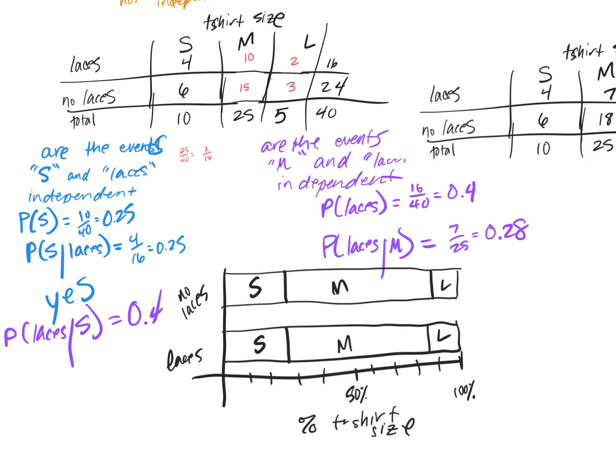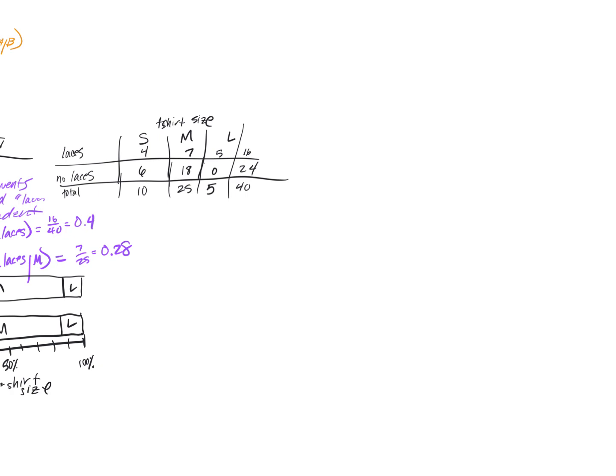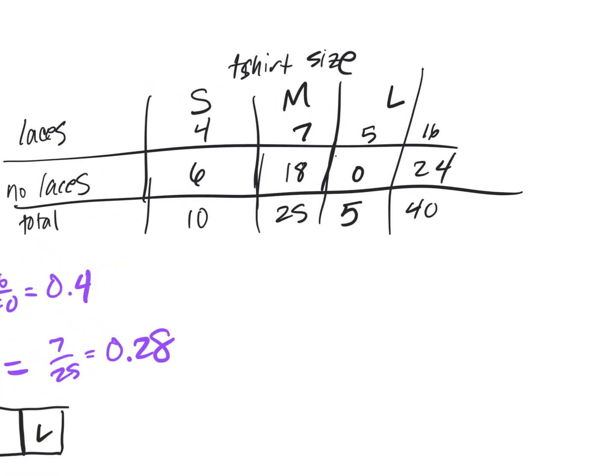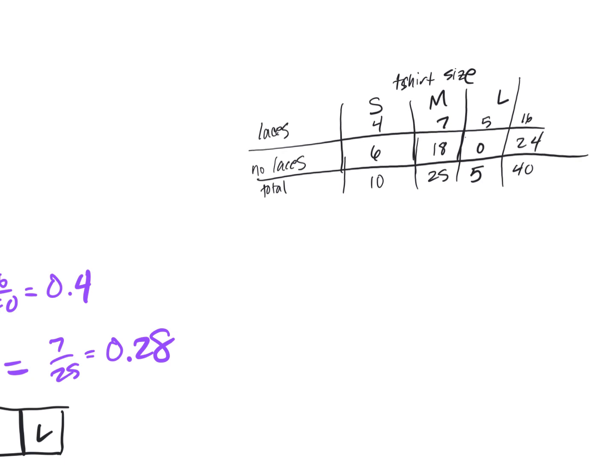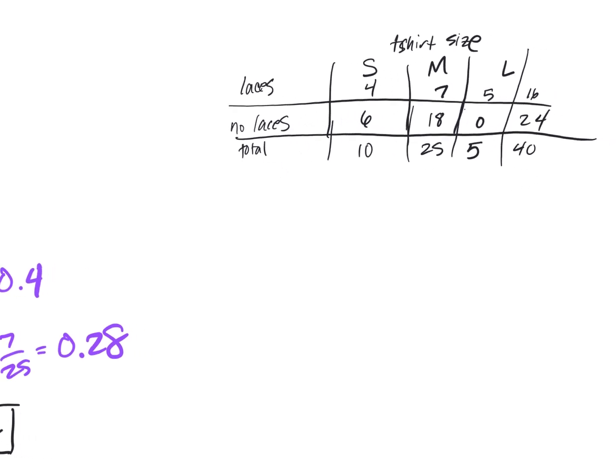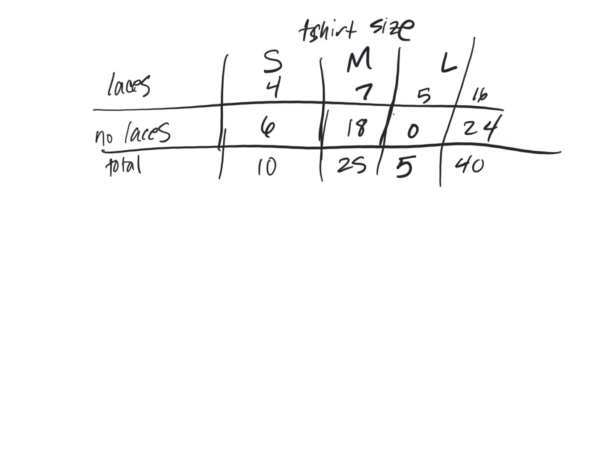Everybody good? All right. If you need to put this on the back of your paper, I will give you some time because I know you're probably running out of space. There's one other major concept I want to talk about here. Major misconceptions is a better way to describe it, misconceptions that occur with this particular content. What I want you to do is find the probability of no laces and large t-shirt.